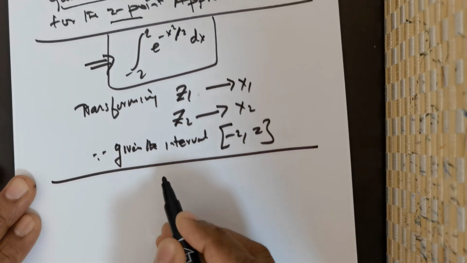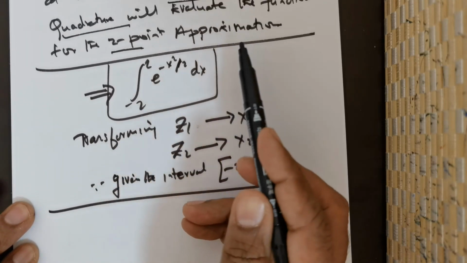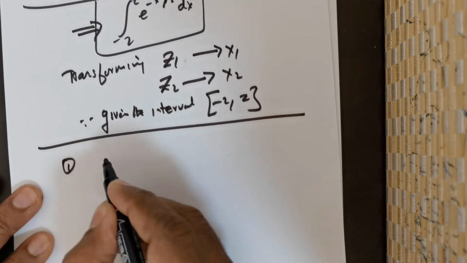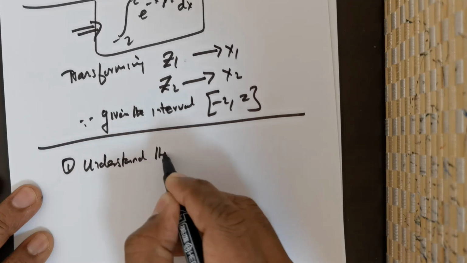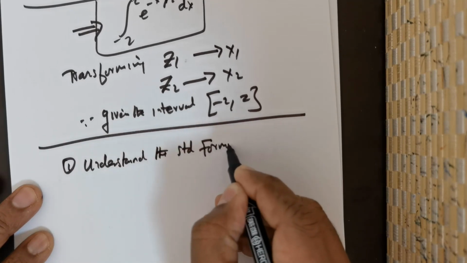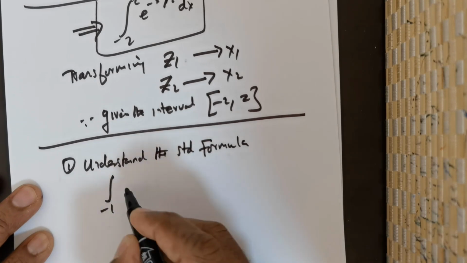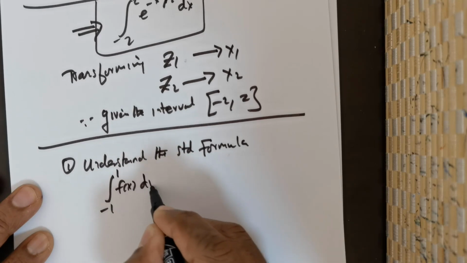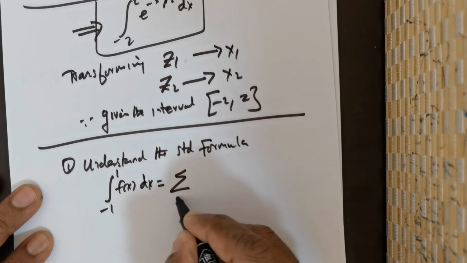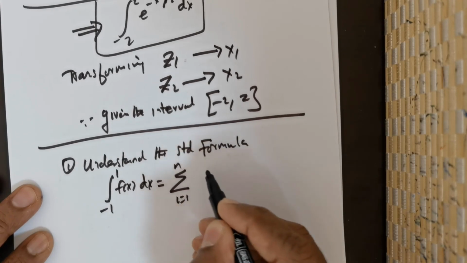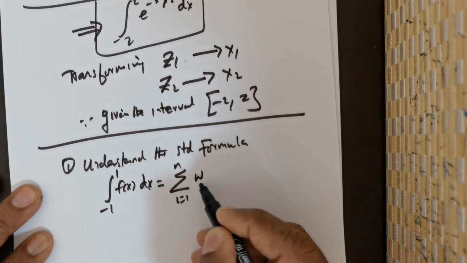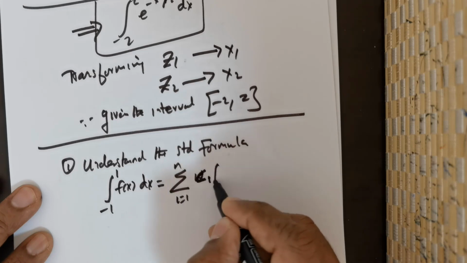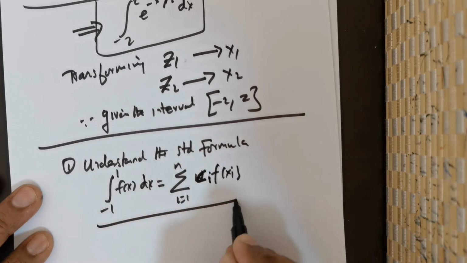If you're trying to solve a question by applying the Gauss quadrature for any given interval, then you have to foremost understand the standard formula. So what is the standard formula? The Gauss quadrature is defined only for the interval negative 1 to 1, and the formula is the sum from i equals 1 to n of, you can either say wi or ci. In the starting case I've used ci, so I'll just stick to ci times f of xi. Okay, so this is the standard definition.